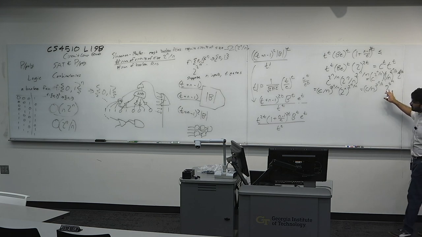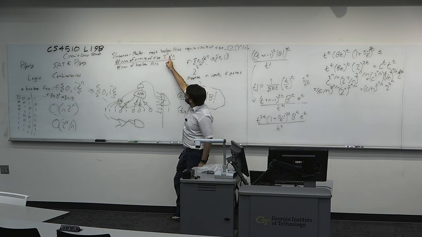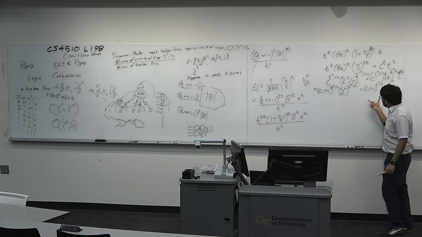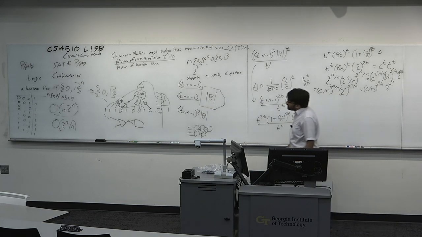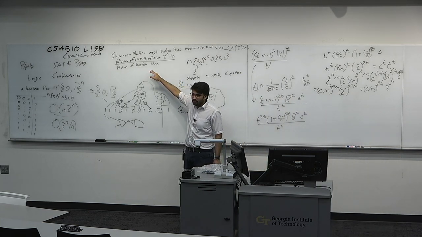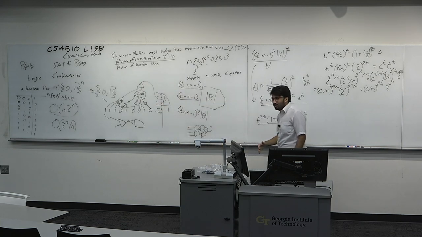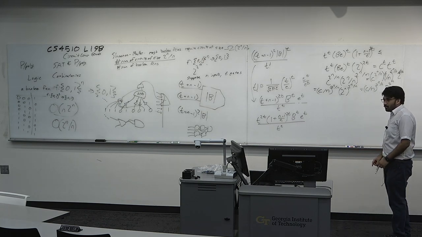What is this again? This is going to be the number of circuits of size 2 to the n over n. The number of circuits of size 2 to the n over n is this number, okay? Now, we want to show that the ratio goes to 0 as we take the limit of the number of Boolean functions with respect to the number of possible circuits. There are way fewer circuits than there are Boolean functions. So what do we do here? We just divide by the number of Boolean functions.